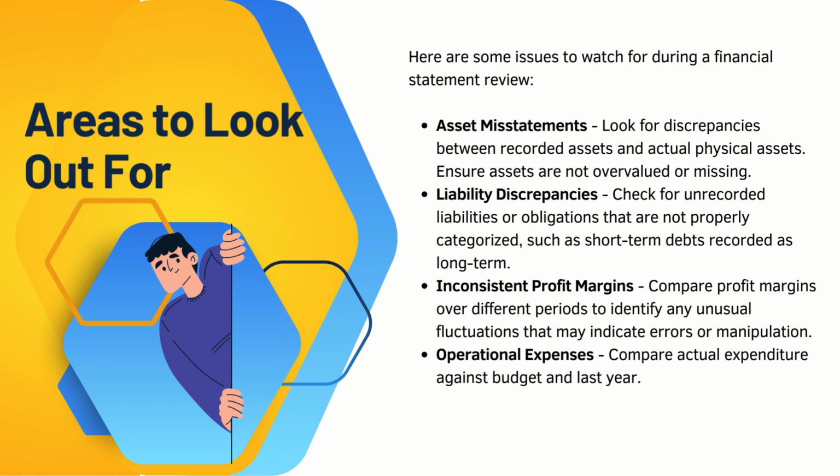Liability discrepancies. Check for unrecorded liabilities or obligations that are not properly categorized, such as short-term debts recorded as long-term. Inconsistent profit margins. Compare profit margins over different periods to identify any unusual fluctuations that may indicate errors or manipulation. Operational expenses. Compare actual expenditure against budget and last year.